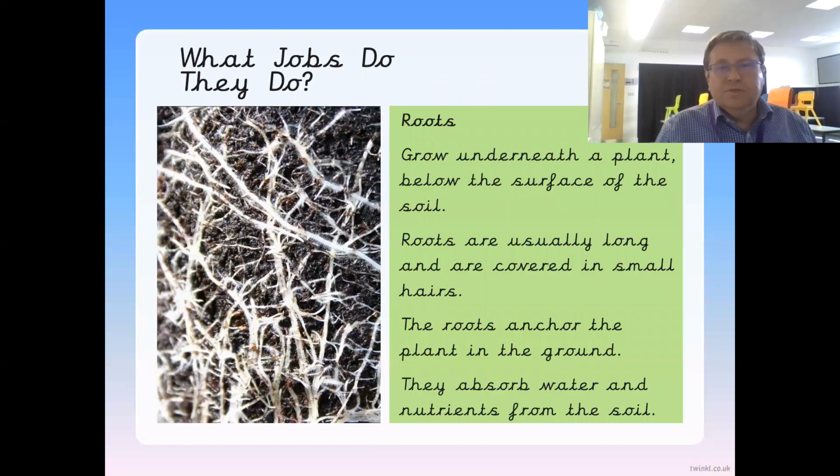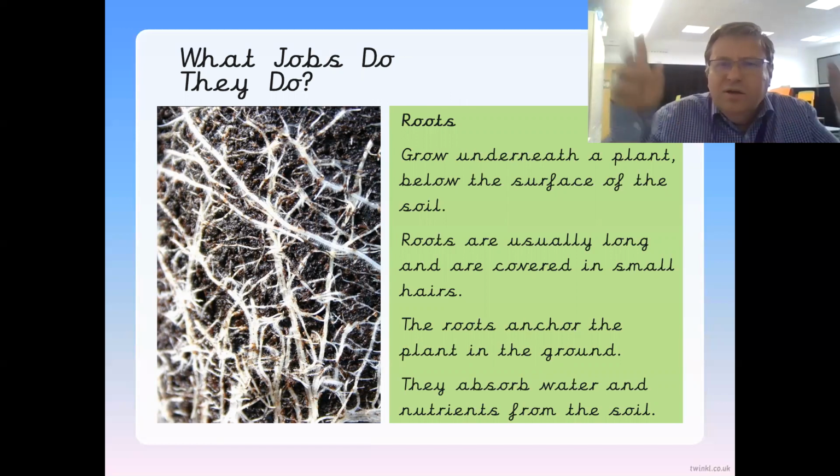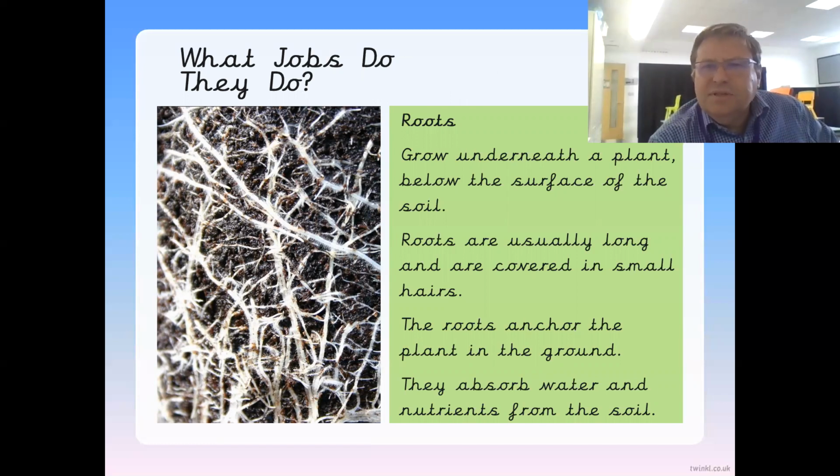So the roots. Roots actually grow underneath the plant, below the surface of the soil, and they're usually really long and spindly and covered in really small hairs, and that way they can really grip on and into the soil. So they anchor the plant, stop it blowing away, keep it safe. So if you look at a plant like a tree, they tend to have really massively big roots that spread out to really hold the tree in place to stop it blowing down.